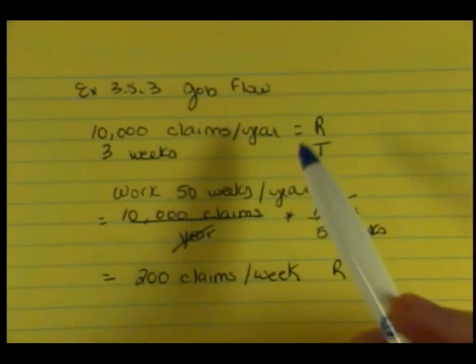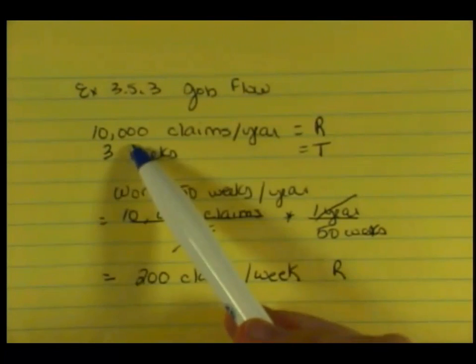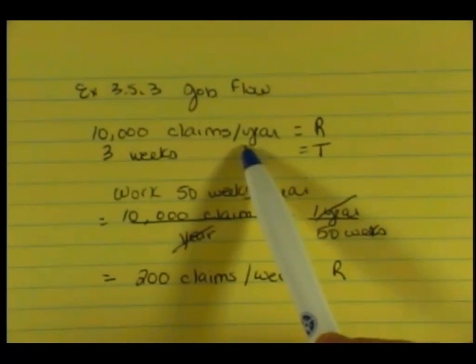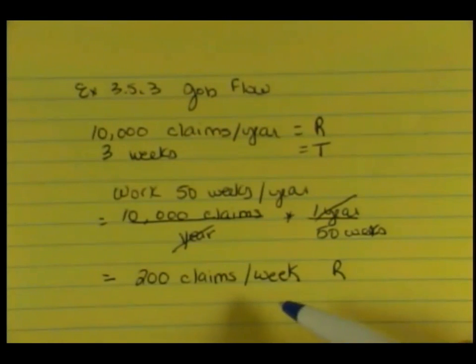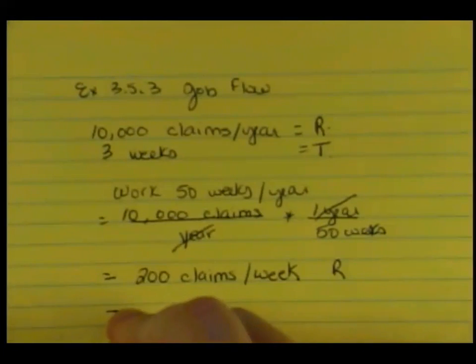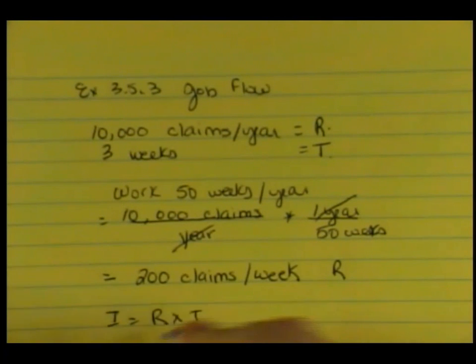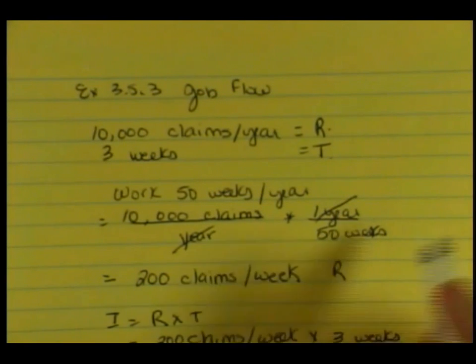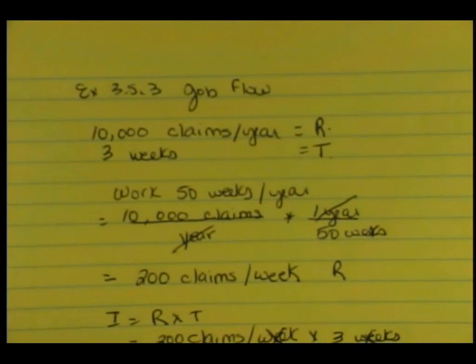So I would need to convert time into a year, so 3 divided by 52 or 3 divided by 50, given that's how many weeks they work, or I need to convert my throughput into weeks. So we've converted our throughput into weeks. In this example, we have throughput and flow time, so we're trying to solve for inventory, which is equal to throughput times flow time. In this case, it's 200 claims per week, and on average it takes us 3 weeks to process. I can cancel out my weeks, and that leaves me with 600 claims.